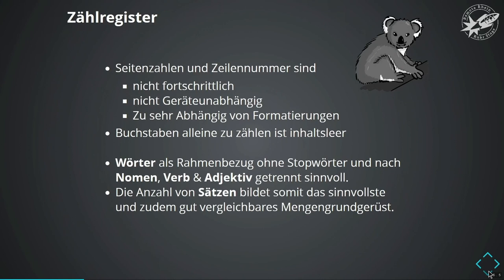Page numbers and line numbers are not really that useful because they're not independent of the device. They depend very much on the formatting. So lines of code is just not being used anymore today in code metrics because they can be very different, with different style guides. We don't really count letter characters because they don't have very much content.